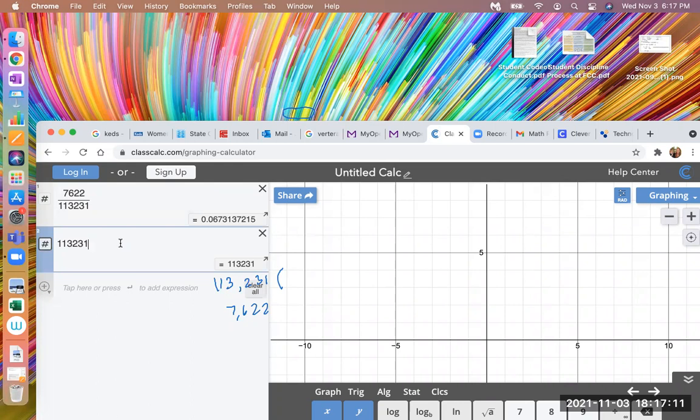113231 times by 7622 divided by 113231. But don't you see that when you multiply a whole number by this fraction, these are going to end up canceling out? So this calculation is going to be like this times 1 minus that. So we can really just cancel out those. But anyways, I'll just enter in the calculation.